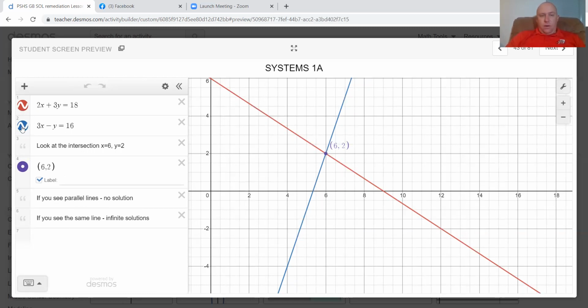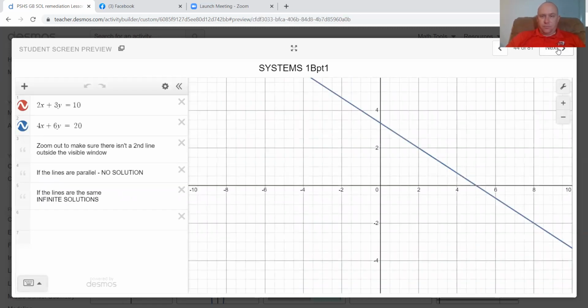So normally if you only see one, what you want to do is switch off one of the lines, switch it back on again, see if it draws over the top of the original line, and that'll tell you if it's the same line. So for this one here, if you do only see one line, you can switch it off.